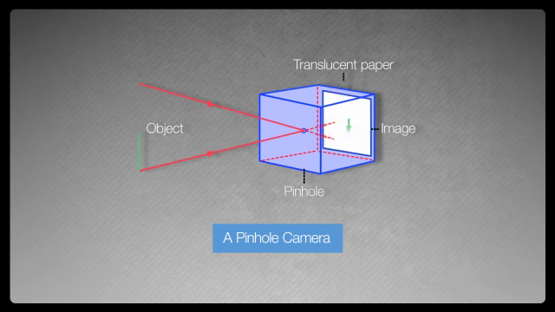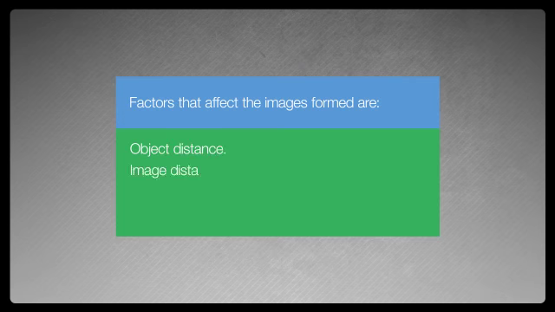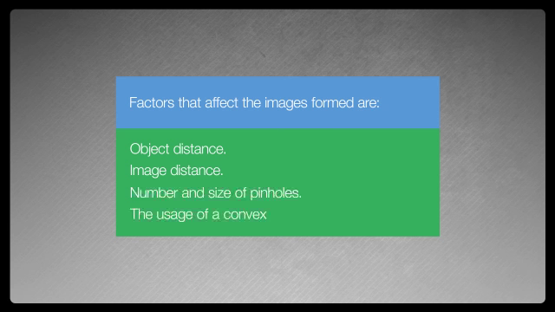Now let's talk about a pinhole camera as an optical instrument. The pinhole camera experiment is a basic yet comprehensive experiment that allows us to understand the formation of images by optical instruments. Factors that affect the image's form are object distance, image distance, number and size of pinholes, and the usage of a convex lens in front of the pinhole. We must be aware of how these factors affect the image. Let's try and answer these questions.